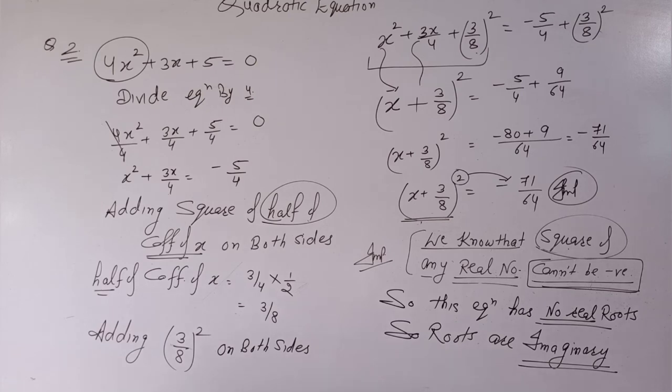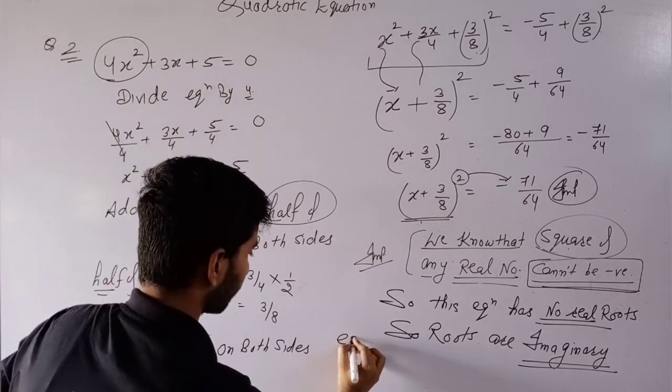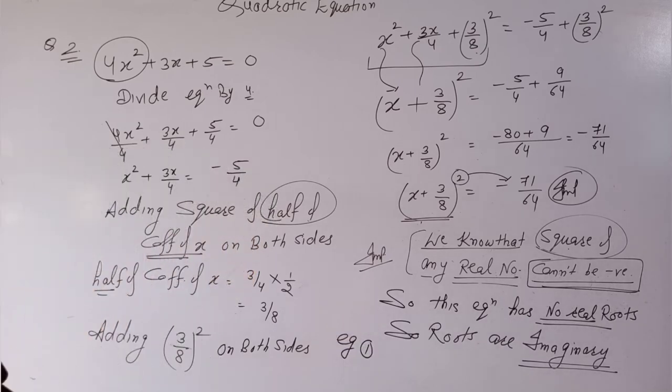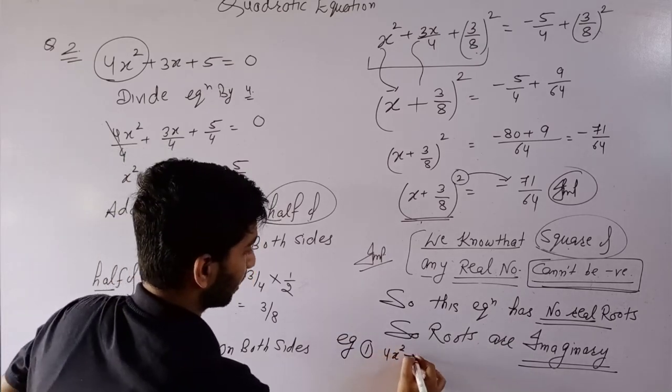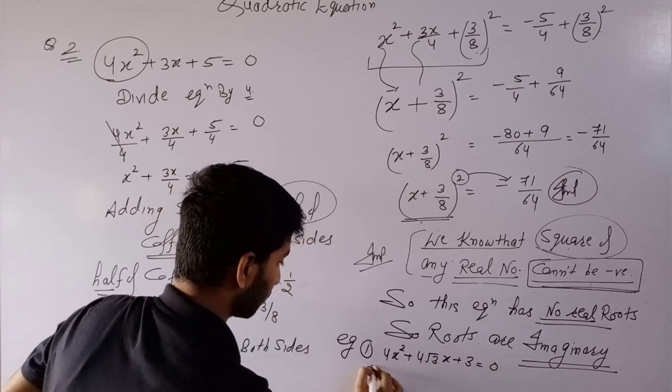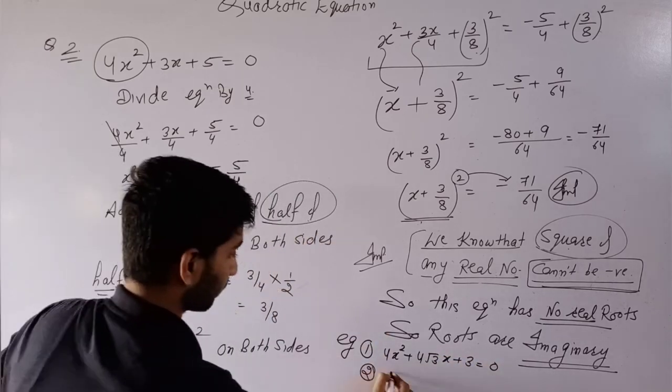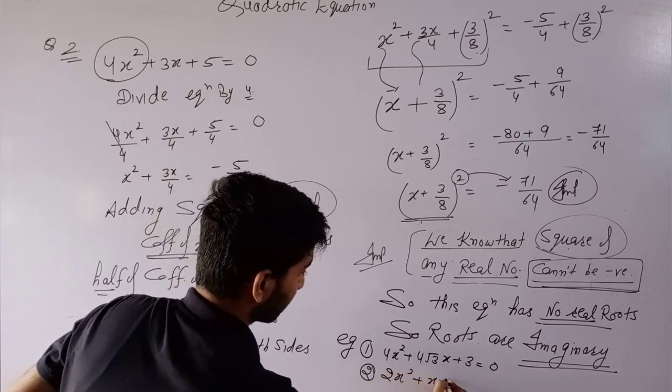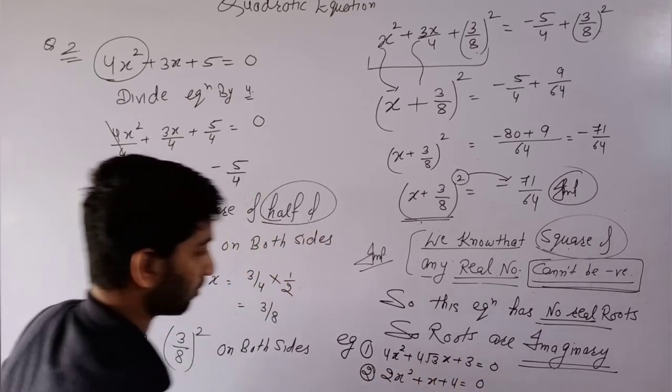दो एग्जाम्पल आप नोट कर लीजिए अपने लिए. 4x² plus 4 root 3x plus 3 is equal to 0, and second is 2x² plus x plus 4 is equal to 0.